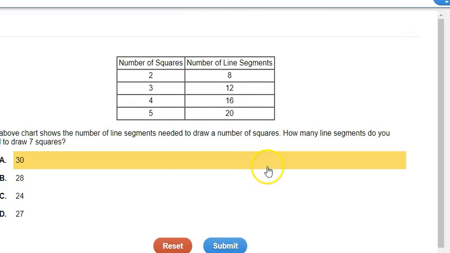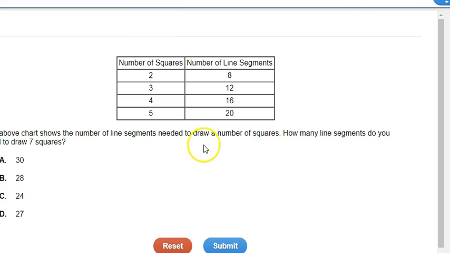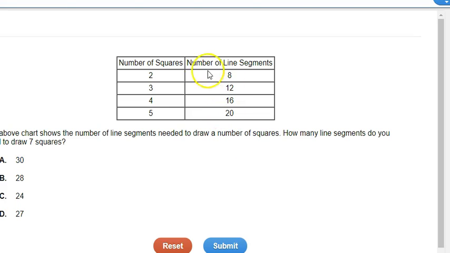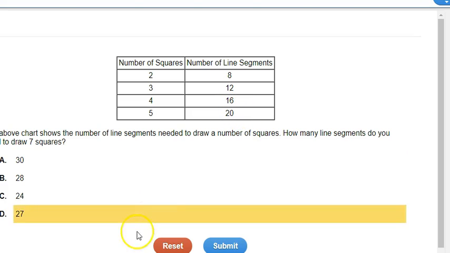Okay, so what we're going to do is look at this. The above chart shows the number of line segments needed to draw a number of squares. How many line segments do you need to draw 7 squares? So what they've done is they've put the same information that we saw in the number line, they've just added it in a chart, but here are your numbers.